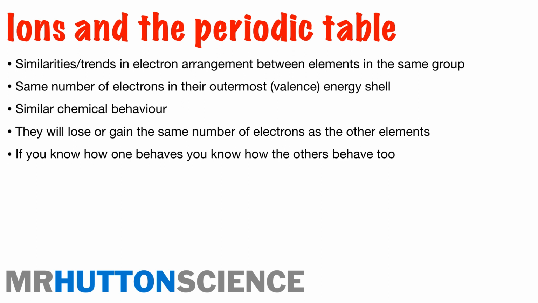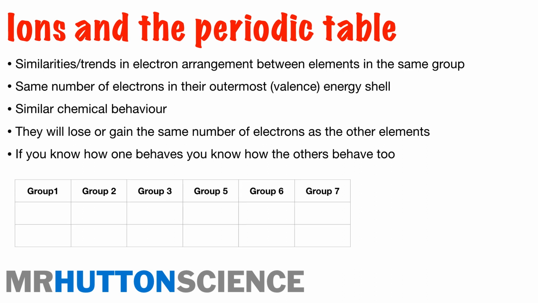So everything in group 1 will behave in the same way. Group 2, group 3, etc. If you know how one behaves, you'll know how the others behave. So there's a table here with the different groups, and you can see in a moment, I'll move it on now. So group 1 always forms a positive ion. Group 2, 2+. Group 3, 3+. Group 5, 3-. Group 6, 2-. And group 7, -. And you can see the examples there.